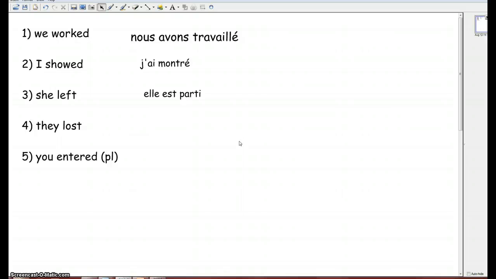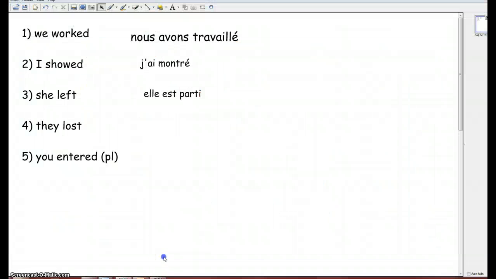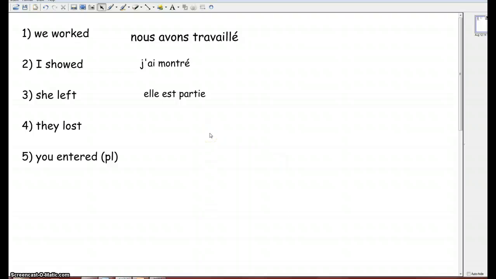And that, we need to make it agree. And that is hinted to us by the E in brackets on the back of the learning mat. Because if that je is female, we'd need to put an E on. And because she is always female, we will always need an E on "she left". Elle est partie, like that. And now we're done.